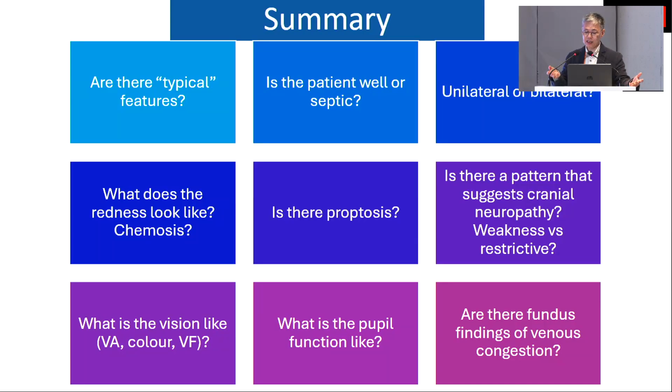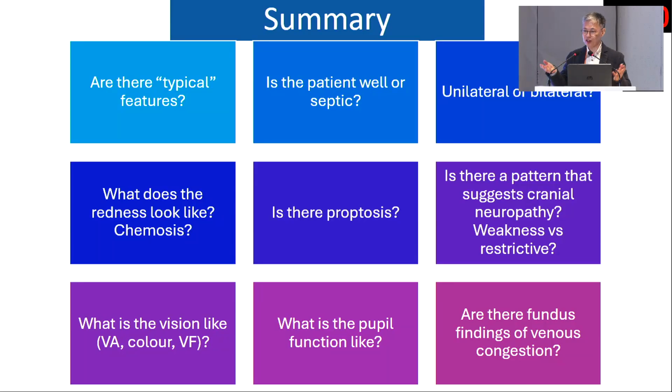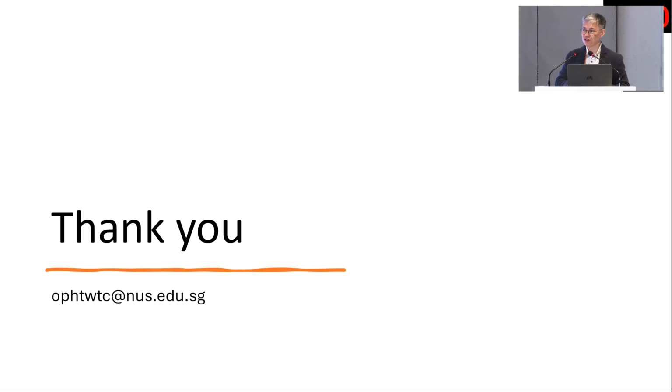Is there a pattern that suggests a cranial neuropathy? Don't forget, we are ophthalmologists, so what's the vision like? What's the pupil function like? And look in the fundus for any signs of venous congestion that will point us in the way of something vascular. And with that, thank you very much for your attention.